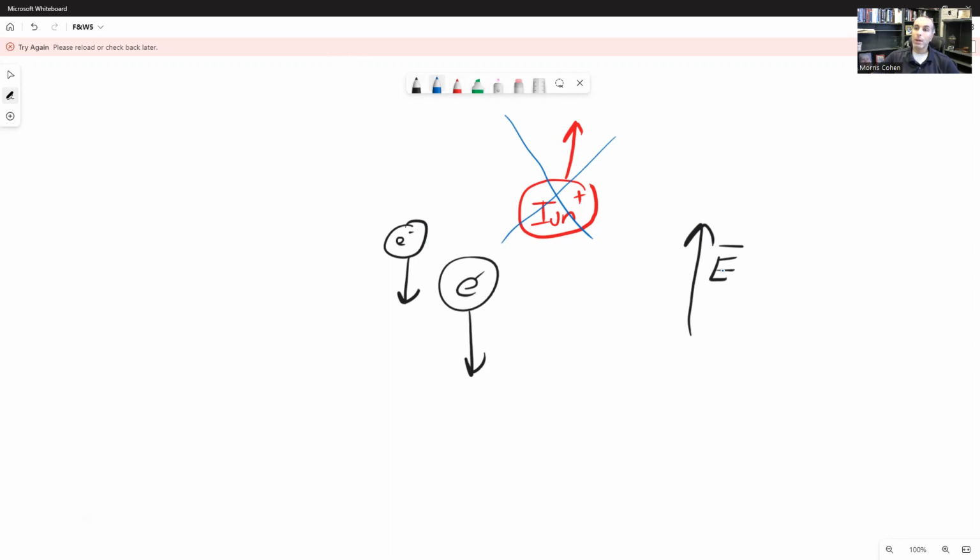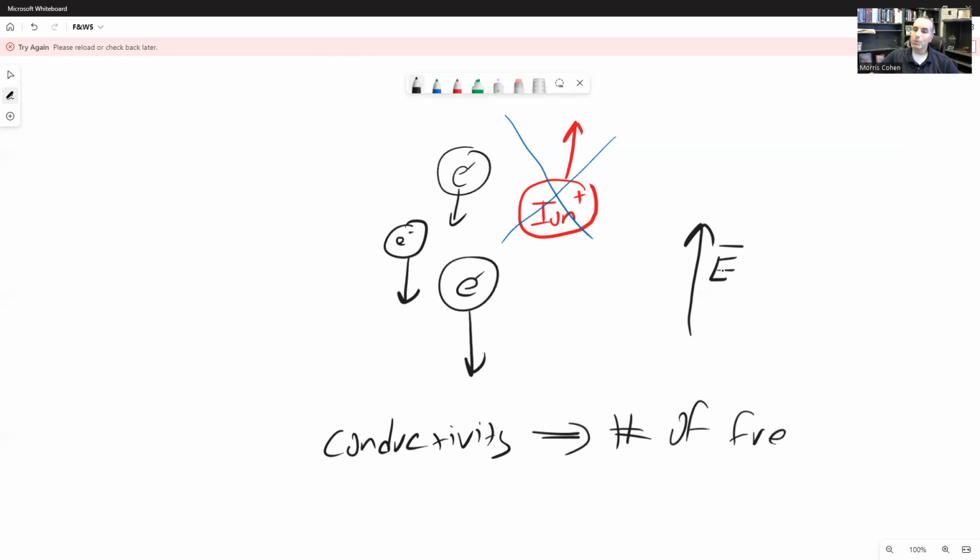All right, now the number of free electrons that are sitting here is very important because that's going to tell us something called the conductivity. So conductivity is connected to the number of free electrons per unit volume. The more free electrons you have available, the bigger response you're going to get if you attempt to place an electric field on this material.